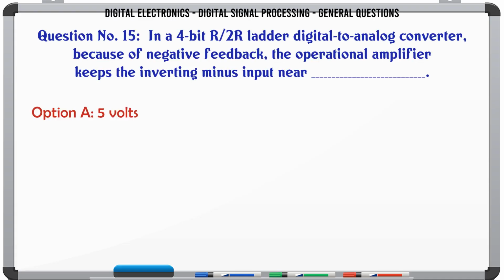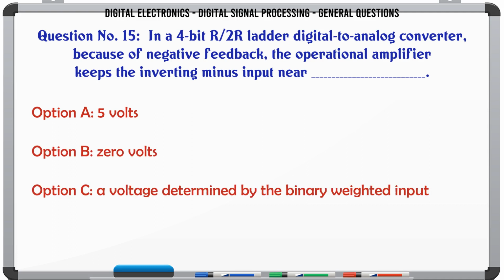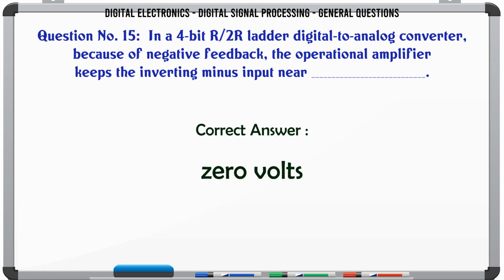In a 4-bit R2R ladder digital to analog converter, because of negative feedback, the operational amplifier keeps the inverting minus input near A. 5 volts, B. 0 volts, C. a voltage determined by the binary weighted input, D. none of the above. The correct answer is 0 volts.